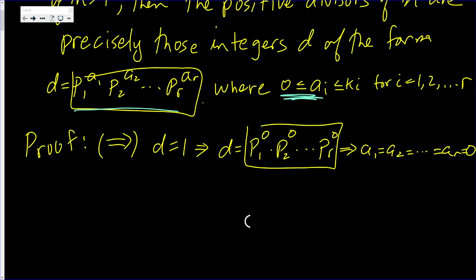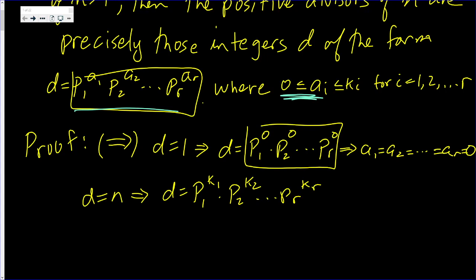On the other extreme, what if d is equal to n? Well, that would imply that d is p1 to the k sub 1 times p sub 2 to the k sub 2 all the way up to p sub r to the k sub r. And this is perfectly allowed. a sub i can equal k sub i. This implies that a sub i is equal to k sub i for i between 1 and r. Okay.